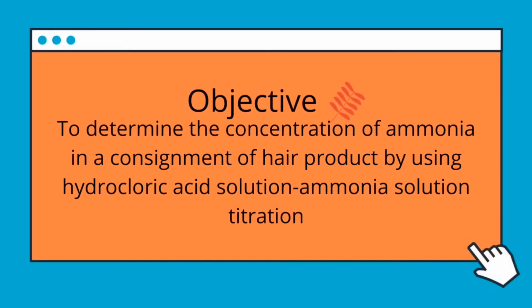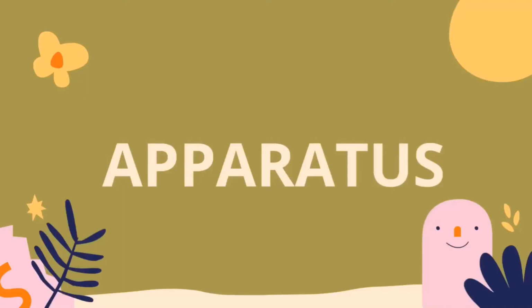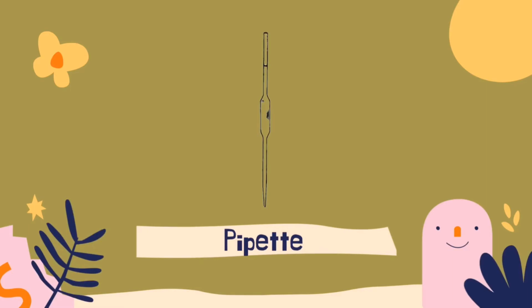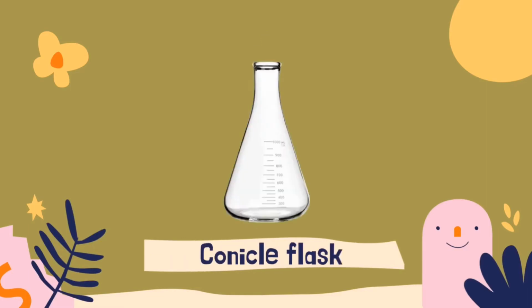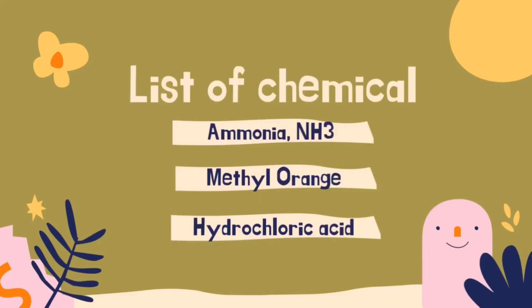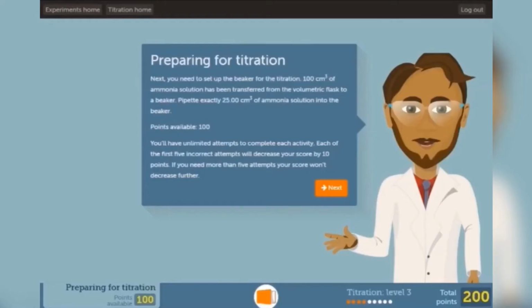The objective of the experiment is to determine the concentration of ammonia in a consignment of hair product by using hydrochloric acid and ammonia solution titration. The apparatus are beaker, retort stand, pipette, burette, conical flask, pH meter, and funnel. The chemicals that we need in this experiment are ammonia, methyl orange, and hydrochloric acid. Preparing for titration.